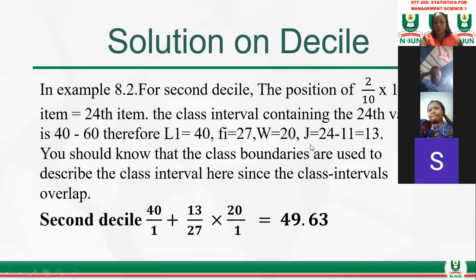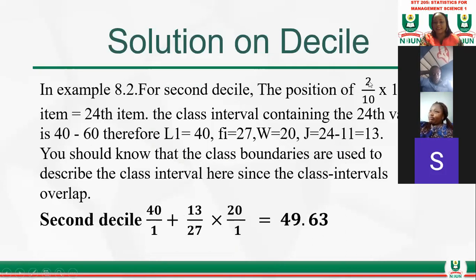Then you get your J. Remember, you're looking for the second position, and you have computed it to be 24. So 24 minus 11 will give you 13. Remember, it's 24 minus the cumulative, excluding the class that you are interested in. If you are able to get that, just substitute in the formula. You are going to have 49.63.